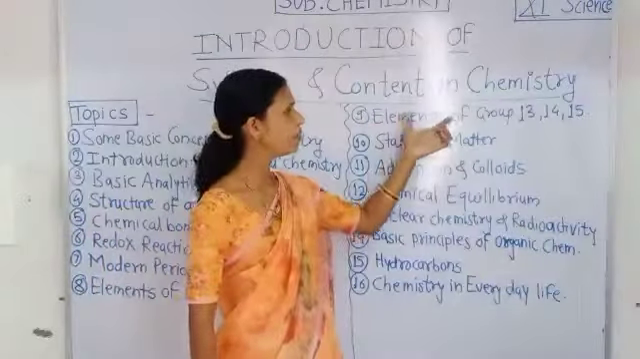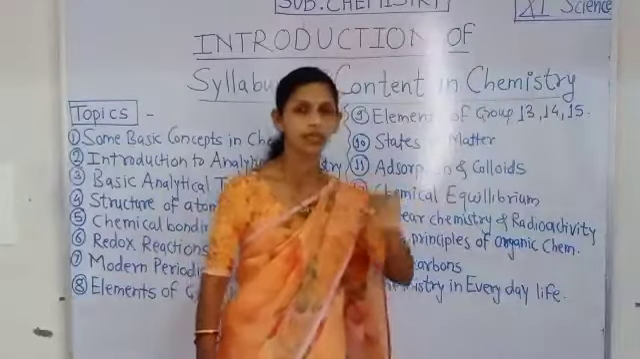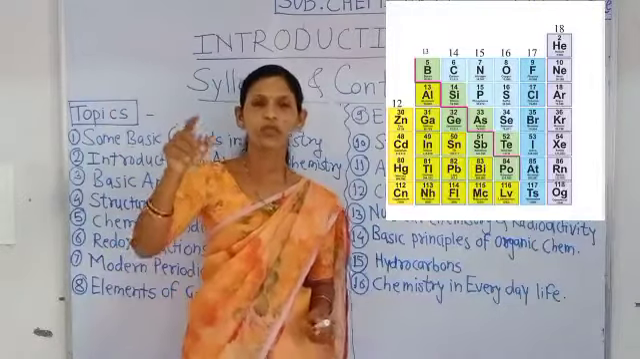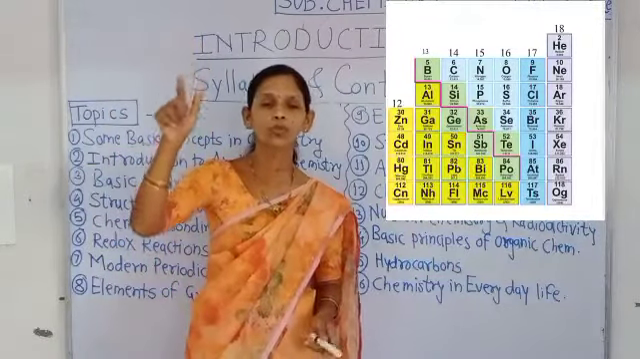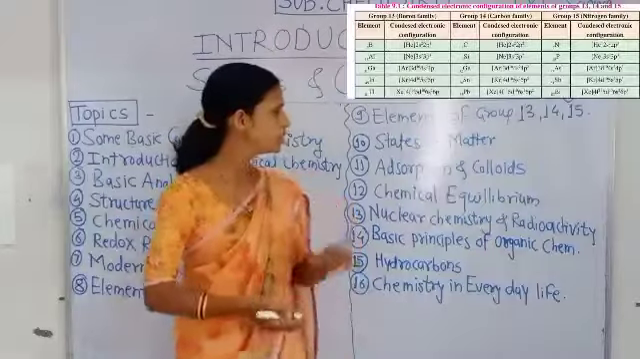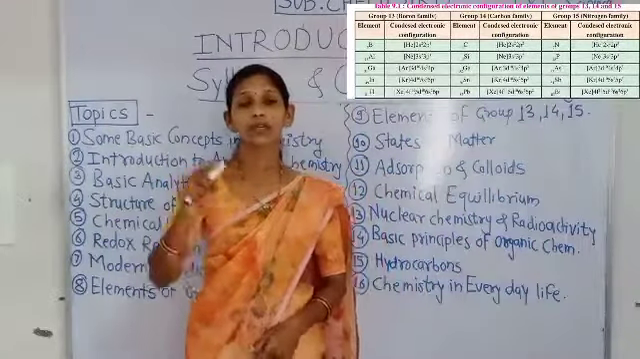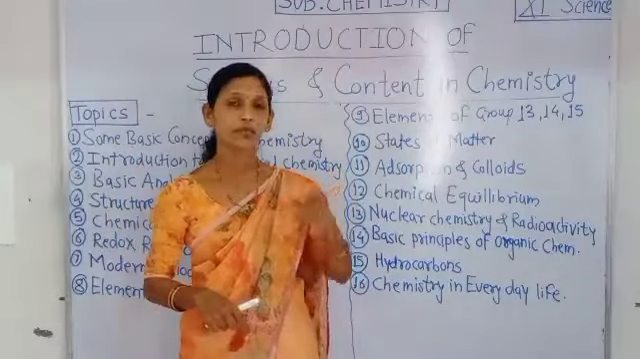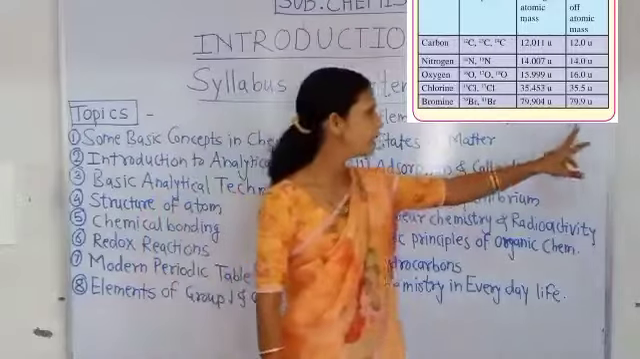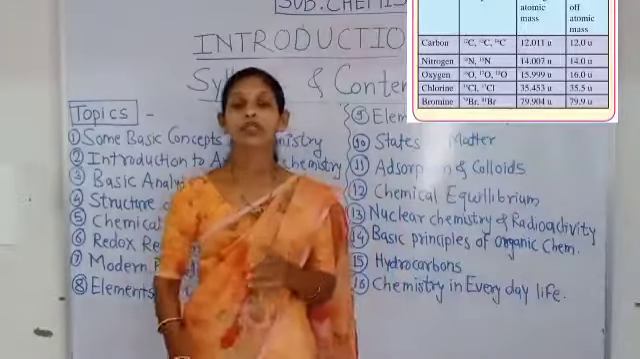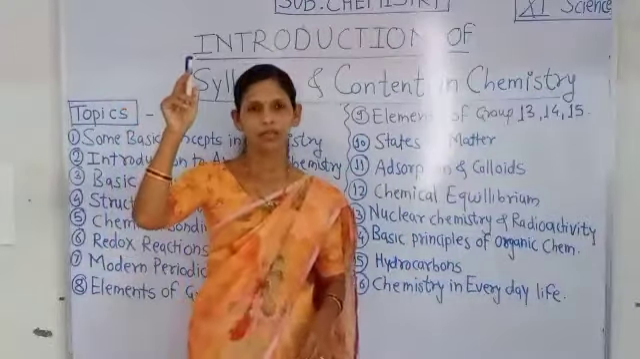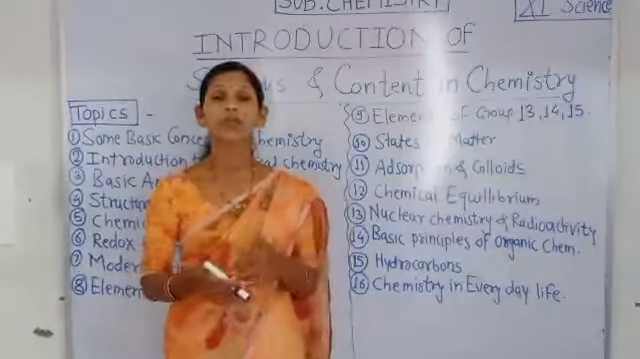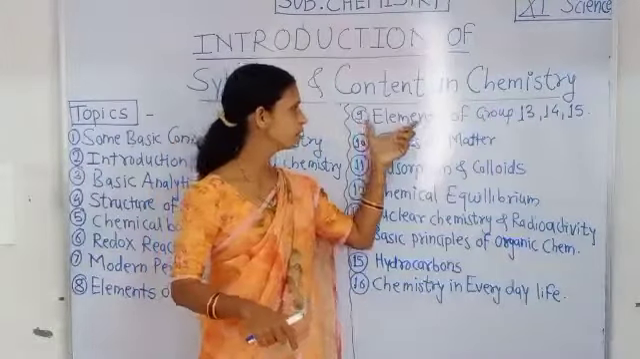Then the next chapter, elements of group 13, 14 and 15. That means, see here in the periodic table there is the 13th group in which boron, aluminium, those elements are there, as well as the 14th group in which carbon is there, the carbon family, and the 15th group, which is the nitrogen family. We will study all those elements in this chapter.